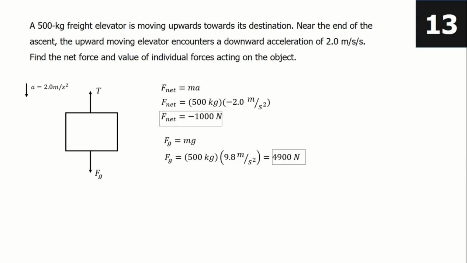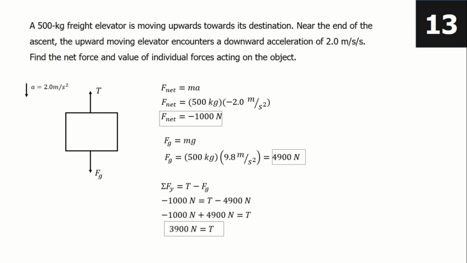So you would expect that the weight will be greater than the tension for the object to accelerate downwards, no? Since that will lead to an unbalanced force directed to the south or downwards. So if I sum my forces along the y, my tension is positive and my weight or my gravitational force is negative. So I already computed for my net force.